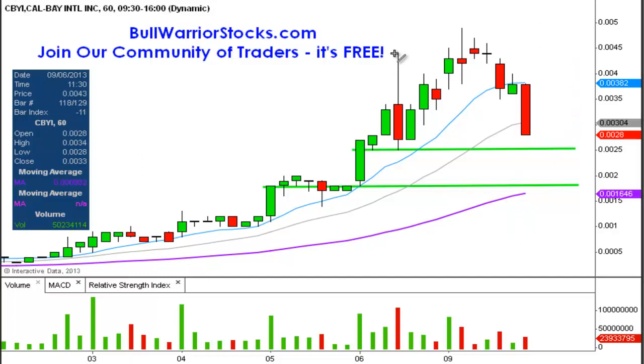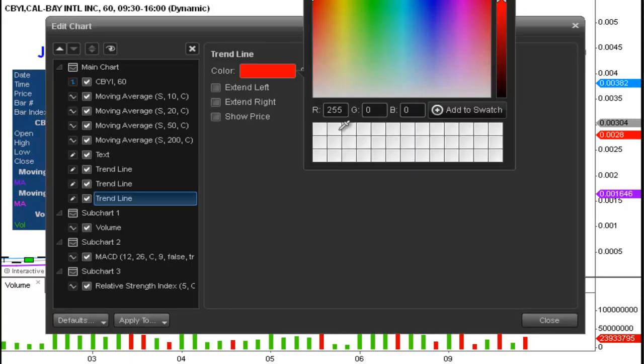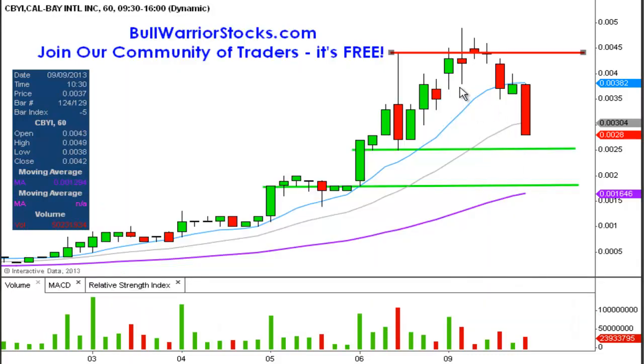In terms of resistance levels, the key one that sticks out to me is right up here at 0.0044. You could call it 0.0045 if you wanted. This is going to be the only one I'll talk about, but any sort of closes back up above this level, I think that'll kind of reset the chart and draw it back up again to hopefully send it to new highs. So this will be the key level to watch for from the resistance side of things.